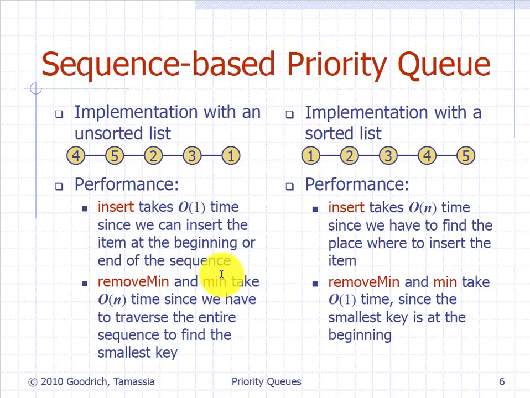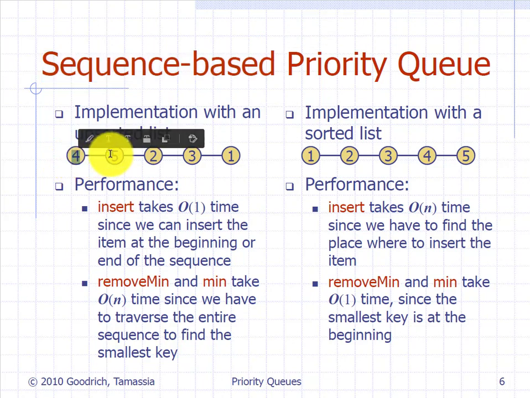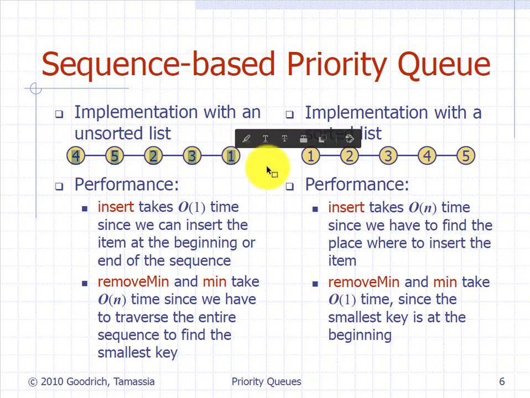So looking at the sequence-based priority queue, sequence-based means that we're representing our entries, our values and objects, as a sequence. So connected in this way, like a list or an array, it's a sequence. You could implement the priority queue as an unsorted list, okay? Or you could implement the priority queue as a sorted list.